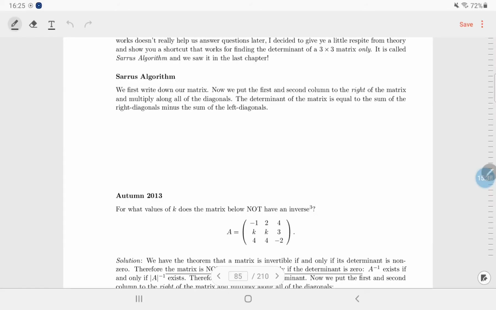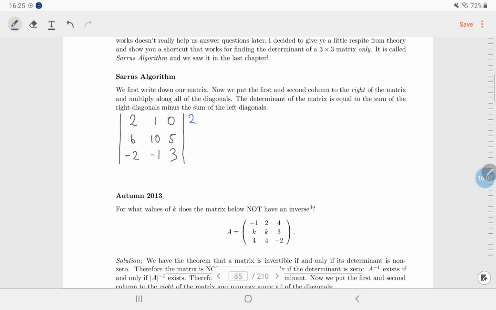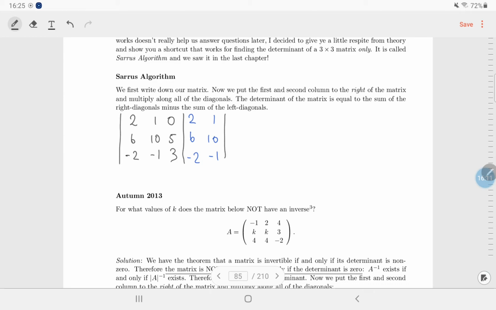Say the matrix you want to calculate the determinant of is 2, 1, 0, 6, 10, 5, minus 2, minus 1, 3. Those bars mean I want the determinant of this matrix, the scale factor. Just like before, you write the first two columns again. There are no i, j, k's here: 2, 6, minus 2, 1, 10, minus 1. Then you do the right down diagonals minus the left down diagonals.